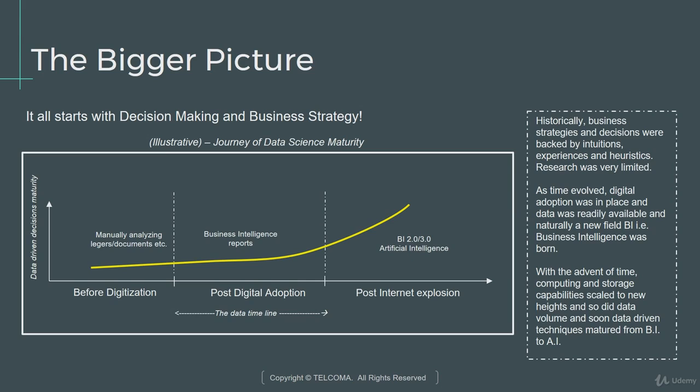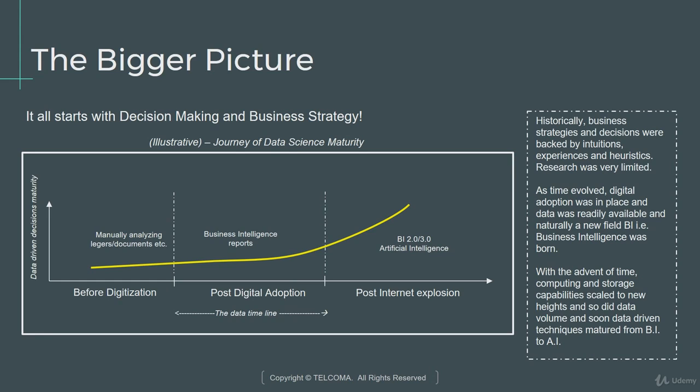So the takeaway from this slide, the bigger picture, is that data science as a field all started with decision making and business strategy. You have questions, you need answers, and that's a very addictive game. In that process, you try to capture more and more data, and the organizations at that point of time tried to extract more and more insights from the available data. And that entire process got complicated. That's when a new field in itself was born. And that is what we call today data science.